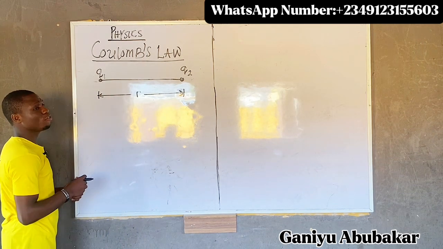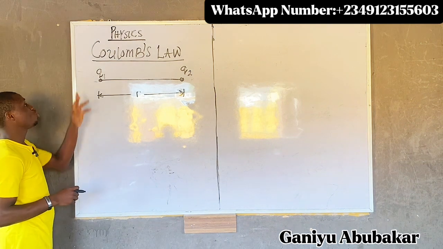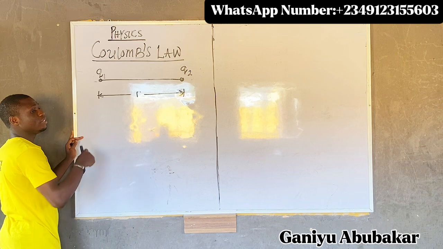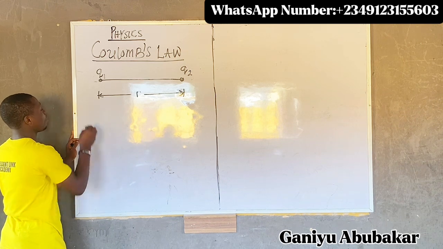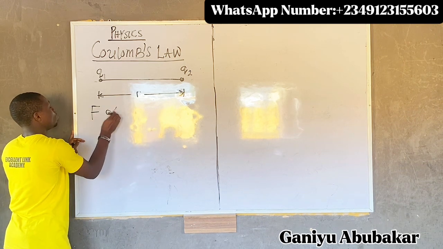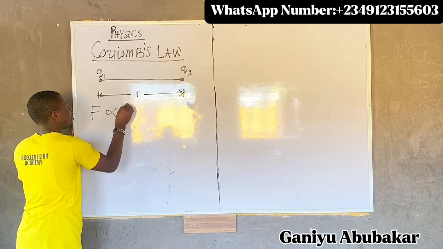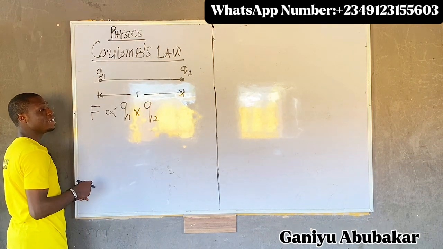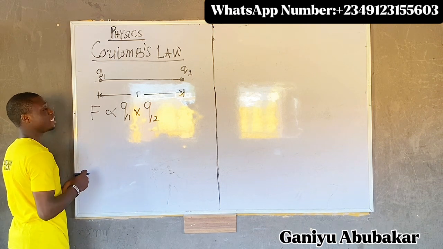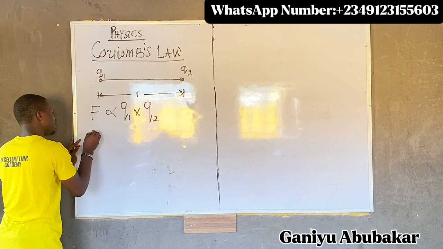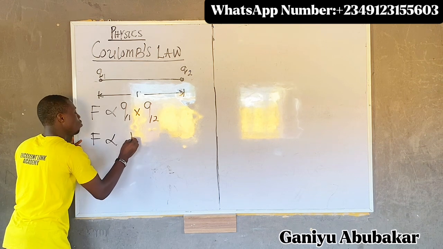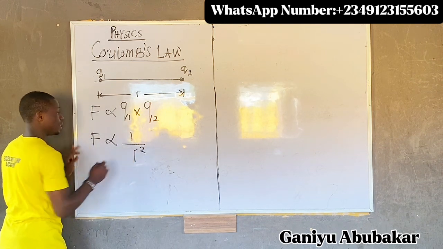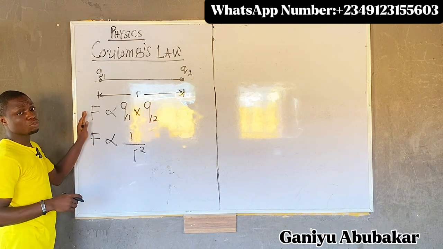So I'm saying that the force of attraction between these two charges, Q1 and Q2, is proportional to the product of the charges. So F is proportional to what? The product of the charges, that's Q1 times Q2, and inversely to the square of the distance apart. So this force is inversely 1 over the square of the distance apart. So that's what? R squared. These two are from Coulomb's law.